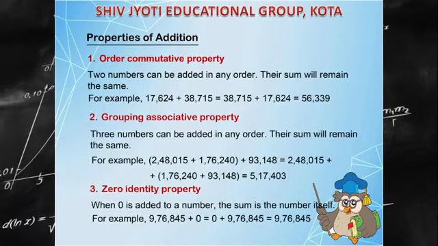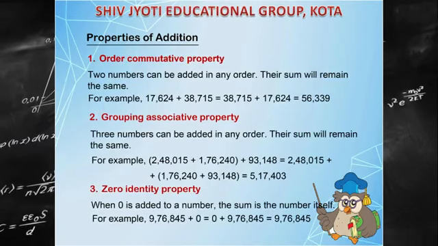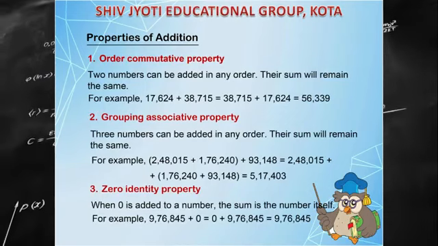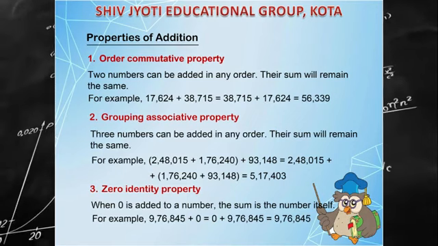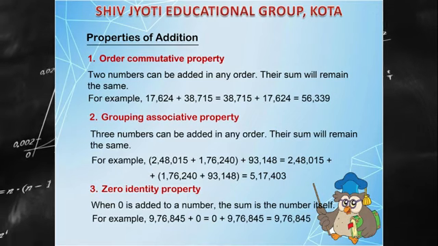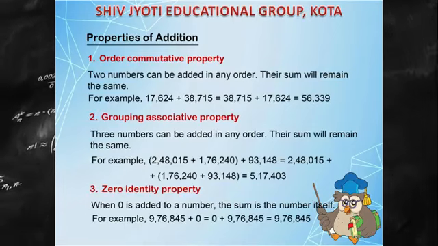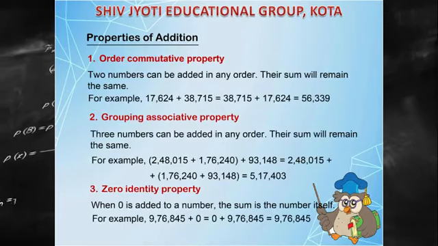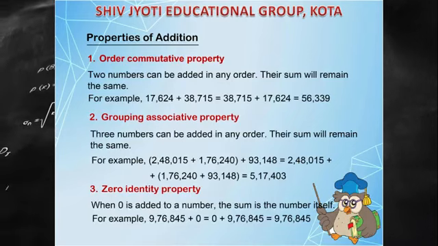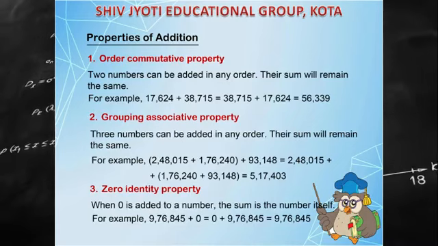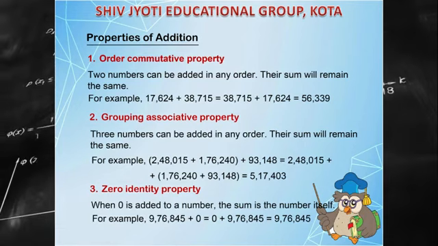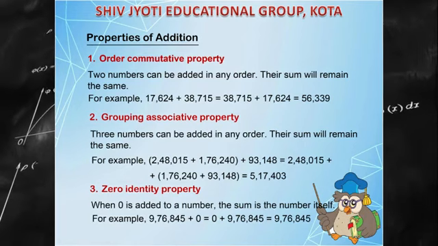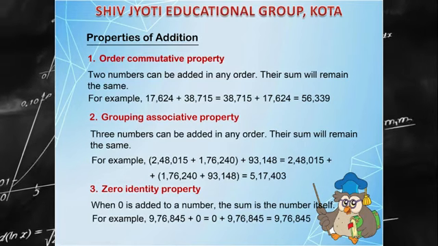So 17,624 plus 38,715 is 56,339 and 38,715 plus 17,624 is also 56,339. Now next is grouping, the associative property.